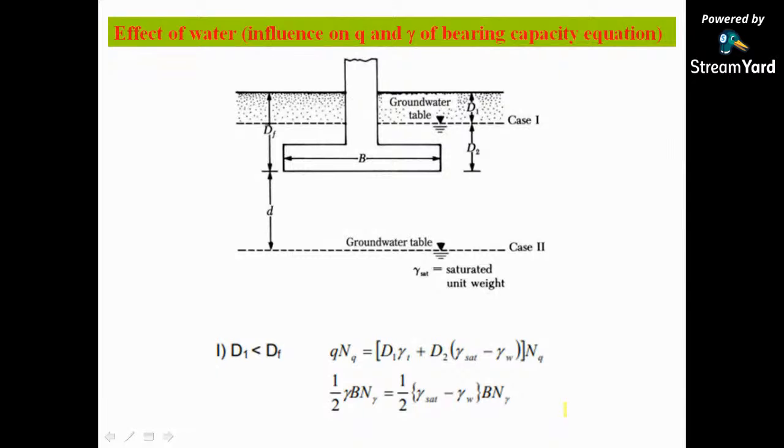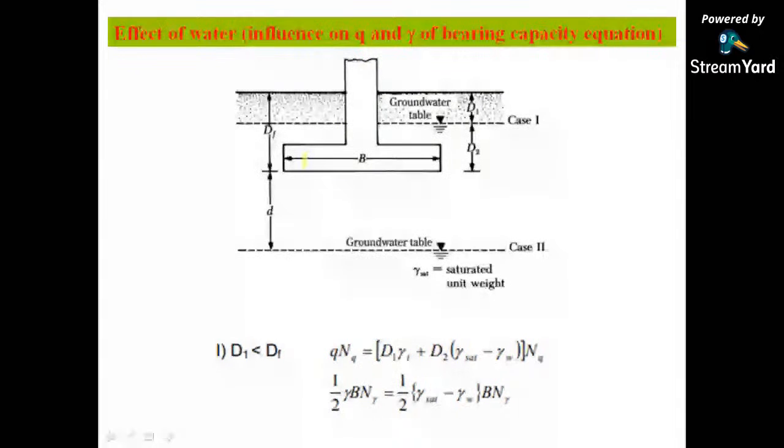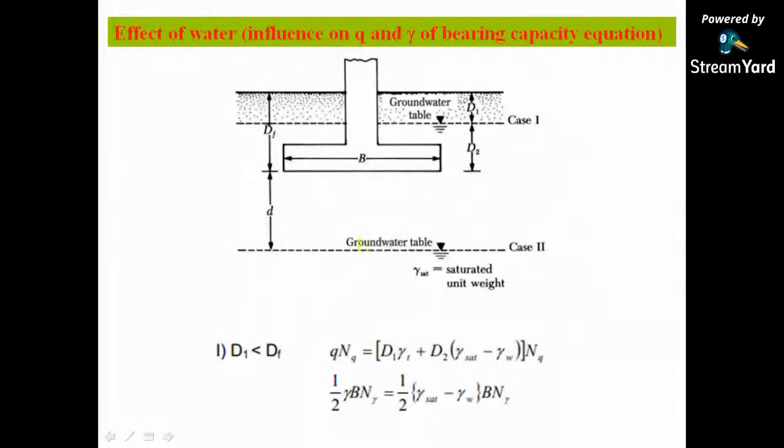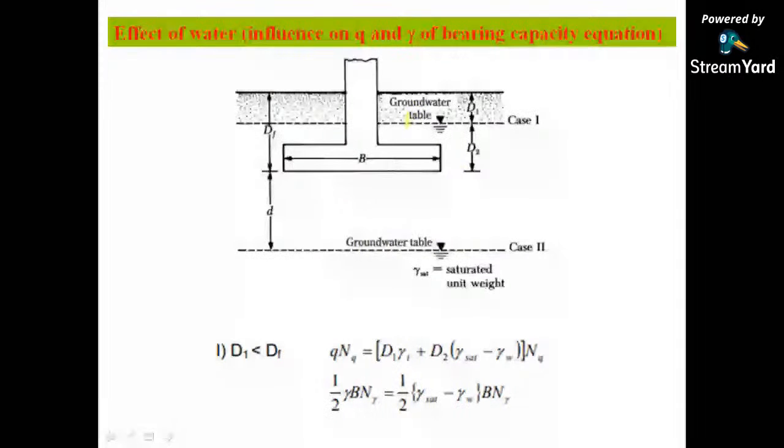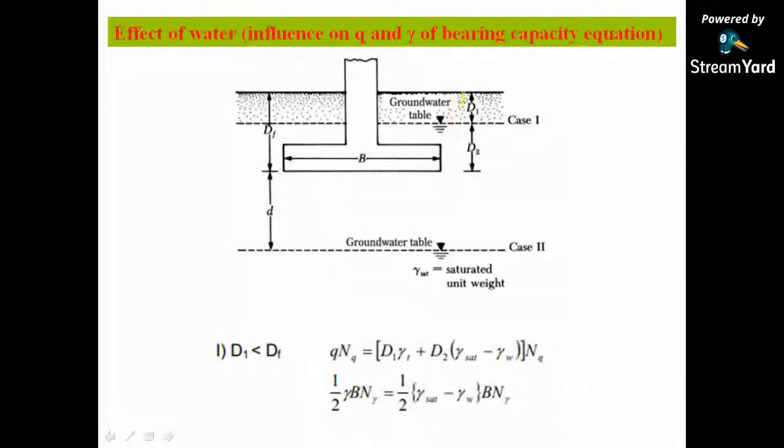Effect of water table influence on q and gamma of the bearing capacity equation. You can see the diagram. Here you can see there is a column. This is your footing with width B. From the base to the top of ground level you have Df, and you have a water table somewhere here. In the first case, the water table is here, so this is divided into two parts. This will be your D1 above the water table and this will be your D2 below the water table to the base of the footing.